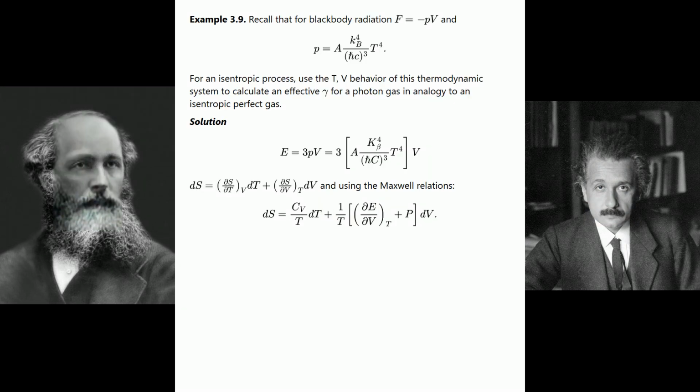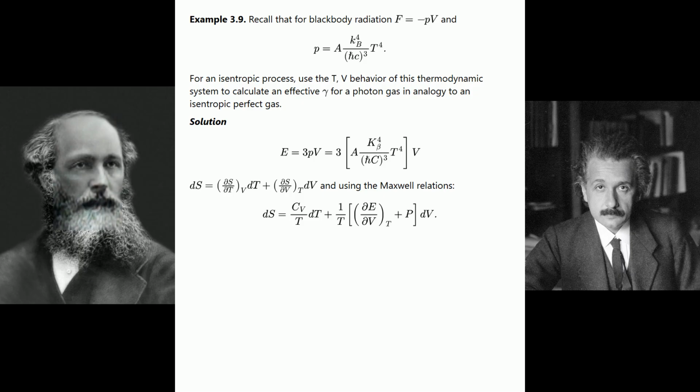Example 3.9. Recall that for blackbody radiation F equals negative PV and see the next equation. For an isentropic process, use the T-V behavior of this thermodynamic system to calculate an effective gamma for a photon gas in analogy to an isentropic perfect gas.